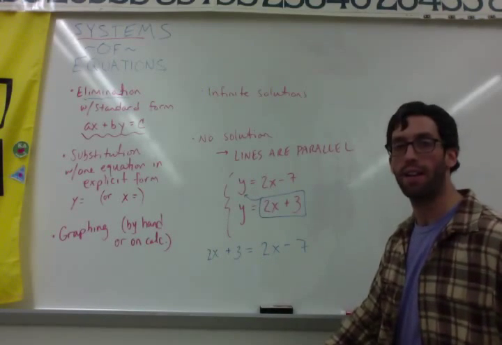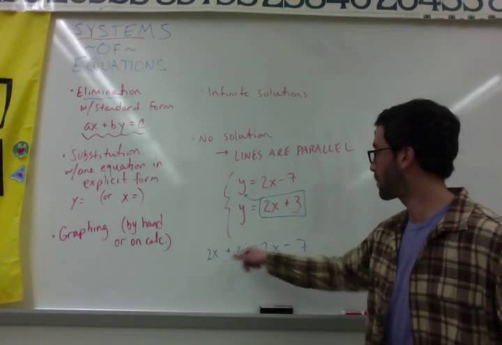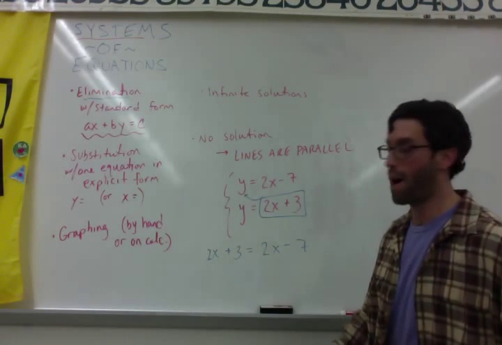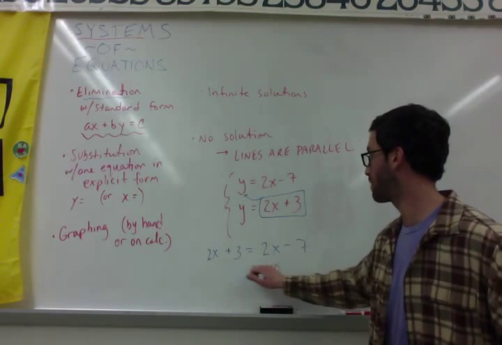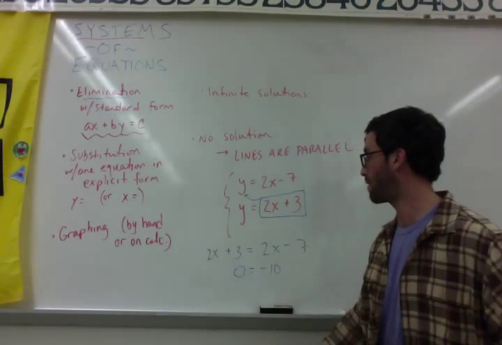Now let's try to solve this. Get the x's together. So we're going to take away 2x. We get 0x, or 0. 0x, and we take away the 3, so we get negative 10. We get 0x, or 0, equals negative 10.